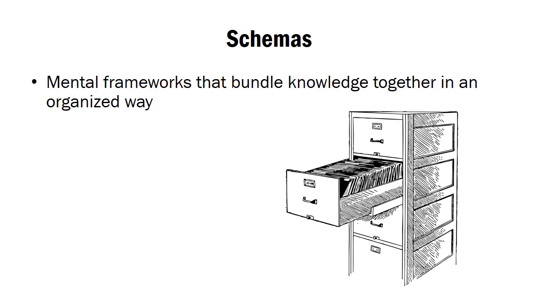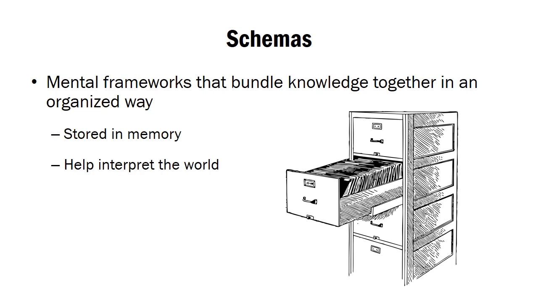When we talk about schemas, what we're talking about are mental frameworks that bundle knowledge together in an organized way. In the same way that autumn comes ready-made with associations like chili and cider and Halloween, anything in our mind is linked with these bundles of knowledge. In general, these are stored in memory, and so we're not coming up with these associations brand new every time. We're relying on things that are already in our memory.